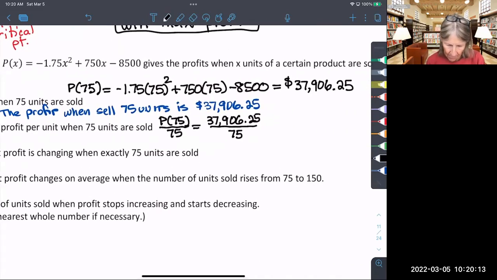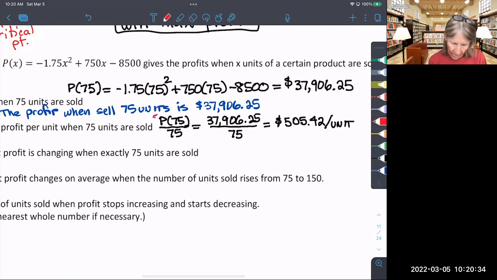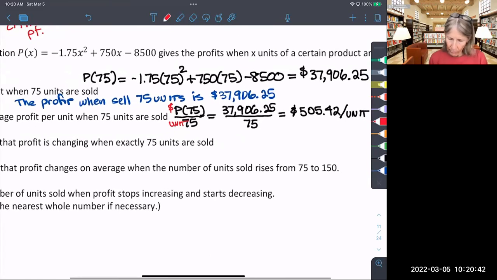And again, this is money. So 2 decimal places. So I'm going to get a number, and this is dollars. I've come up with 505 and then a 42 cents. And this would be per unit. Okay, per unit now, because the profit on the top is dollars, and on the bottom here, these are units. So it's dollars per unit. All right. So then again, we can write our little answer. The average profit in dollars per unit is this.